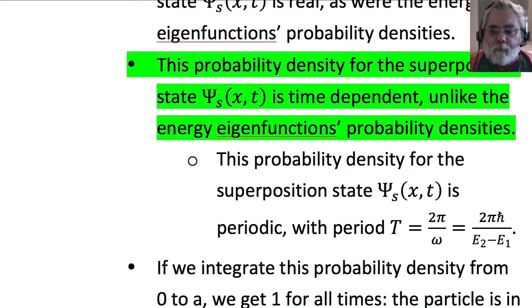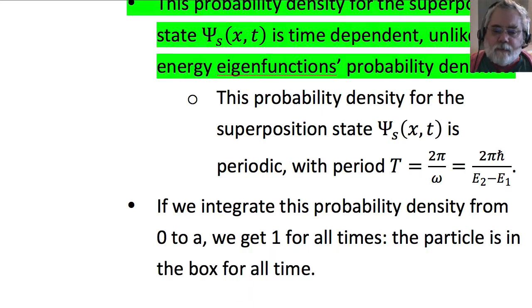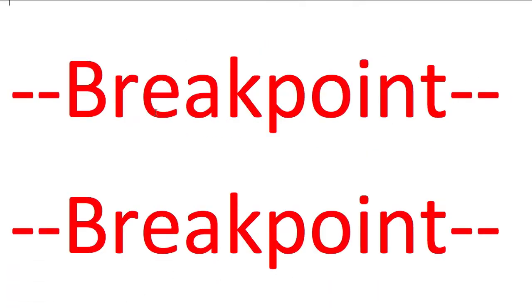Now if we integrate this probability density in space from 0 to a, we get 1 for all times. The particle is in the box for all time. This is a possible time to take a break.